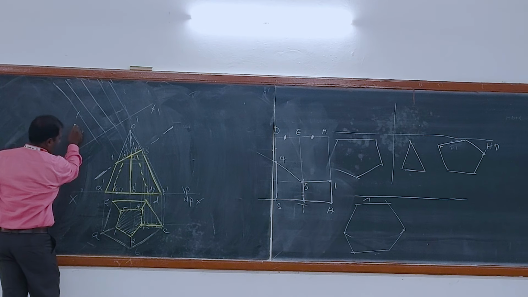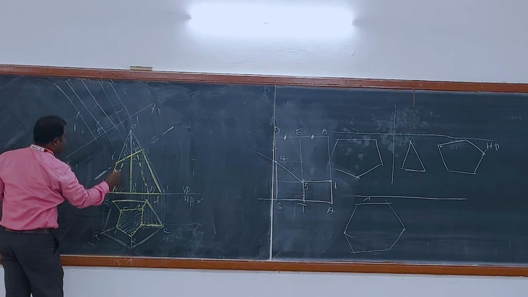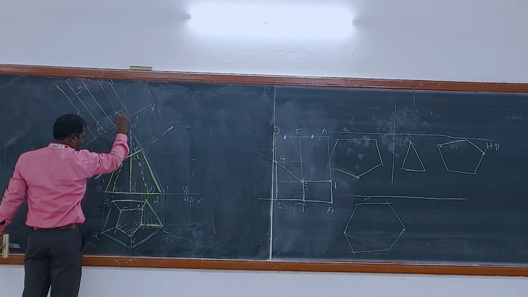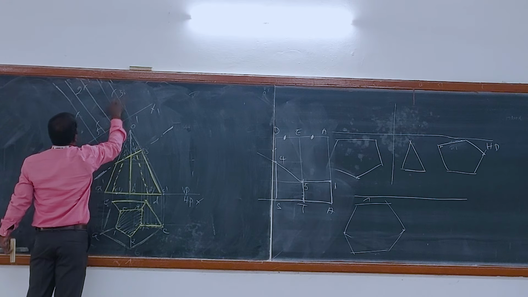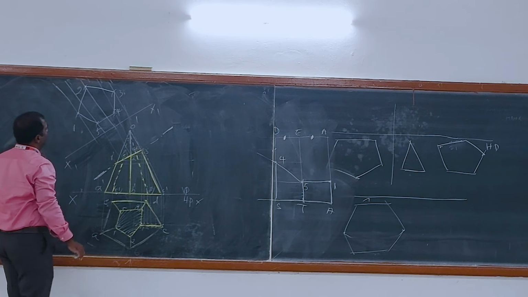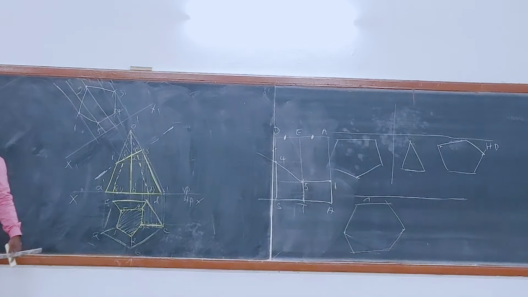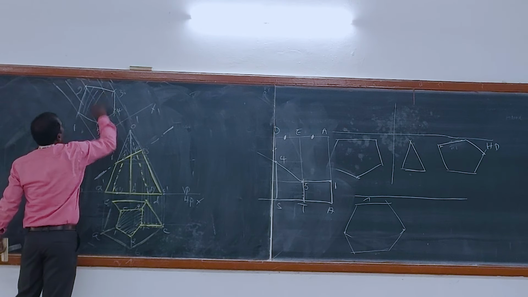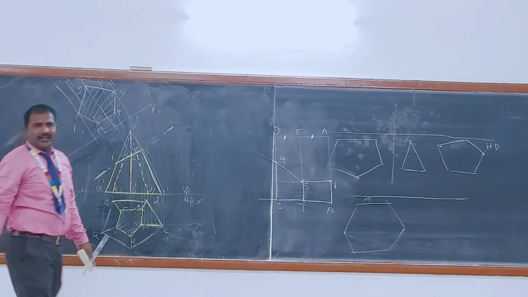Let's take this as 1. This is 5 because it is near the xy line. This is 2, away from the xy line. This is 4, near the xy line. And this is 3, near the xy line. So your diagram will be like this. Got it? Do the same for this part.